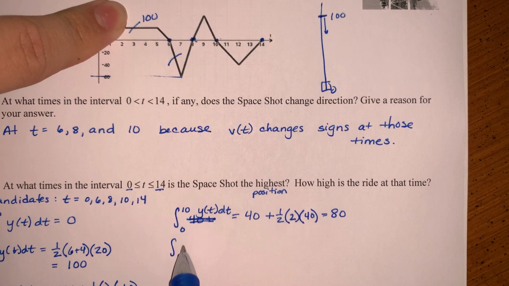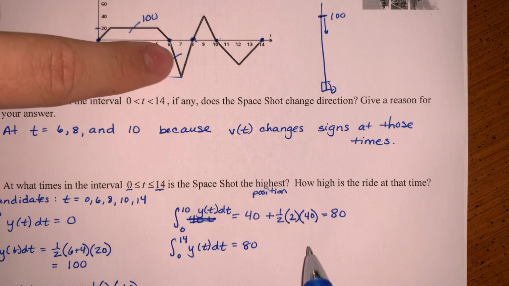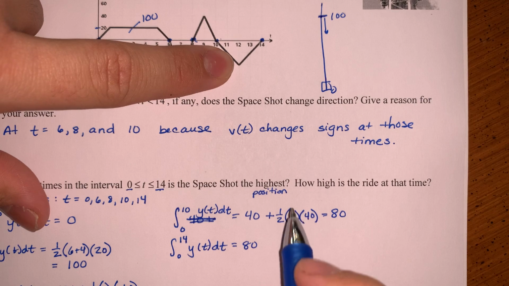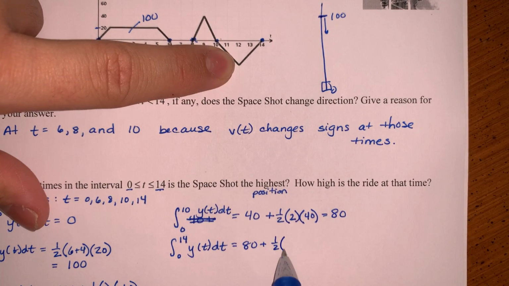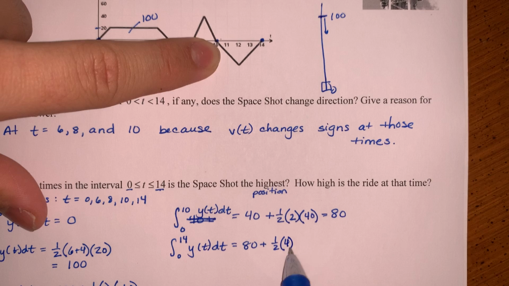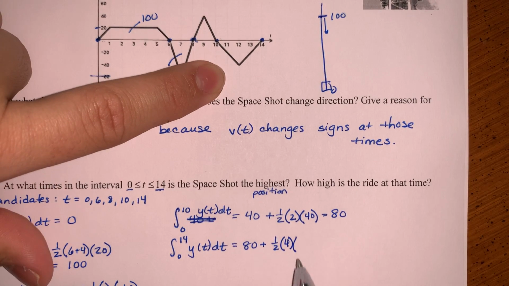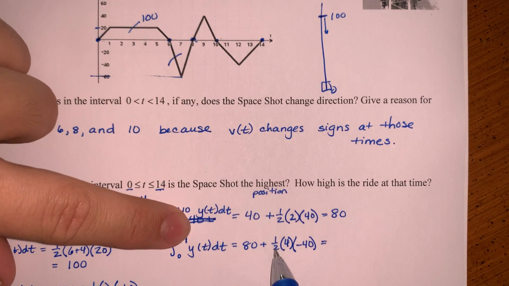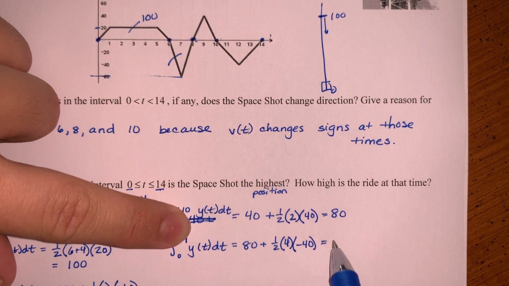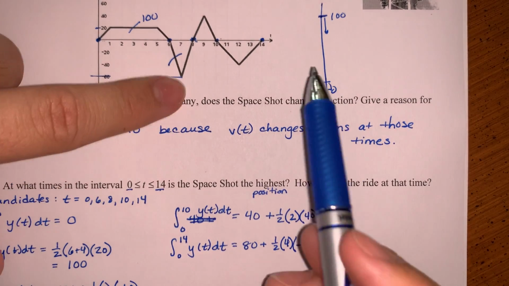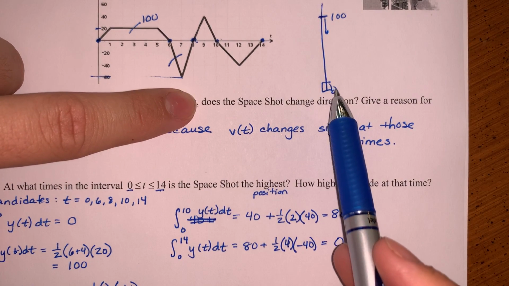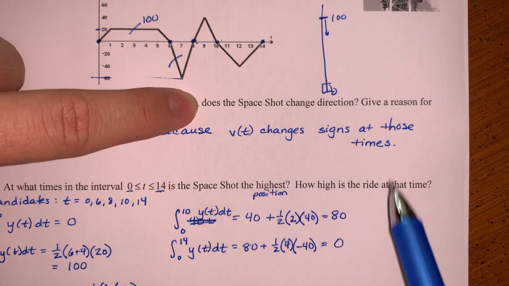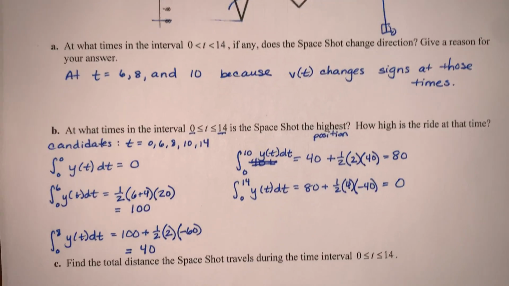We also have to find the position from 0 after 14 seconds of y of t dt. That's going to be equal to our previous 80, and then we're going to end up subtracting. So I'm just going to say plus 1/2 times a base of 4. That height is negative 40. So altogether, that's 1/2 times 4 times negative 40, which is negative 80. So it's going to go right back down to 0, which makes sense. If the ride is 14 seconds long, which is a pretty short ride, after 14 seconds it went back down to its initial position.